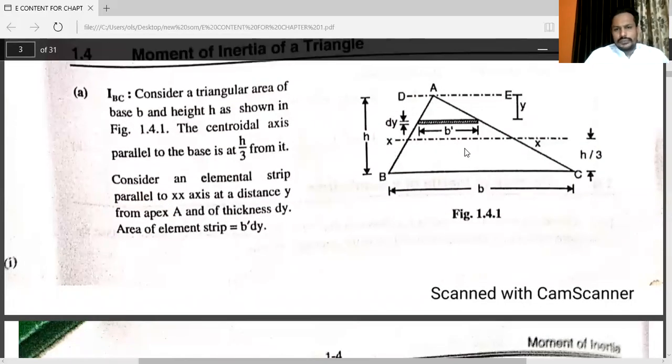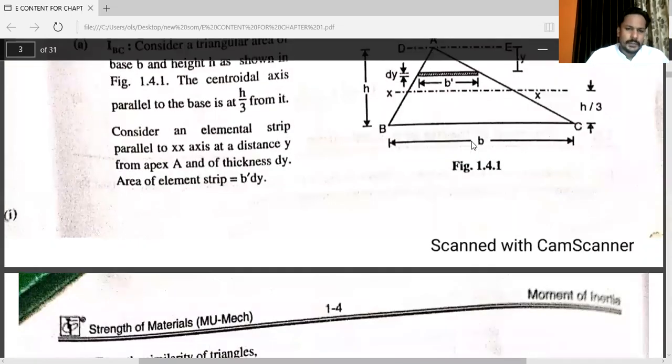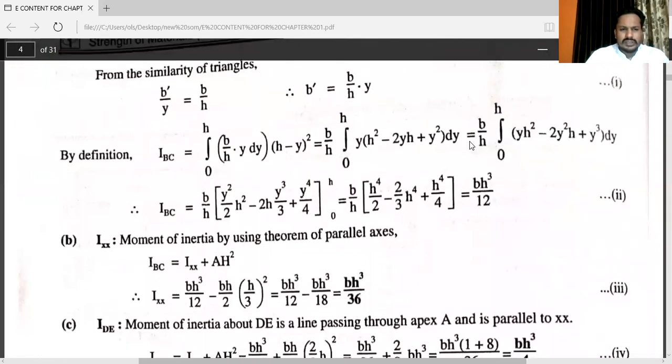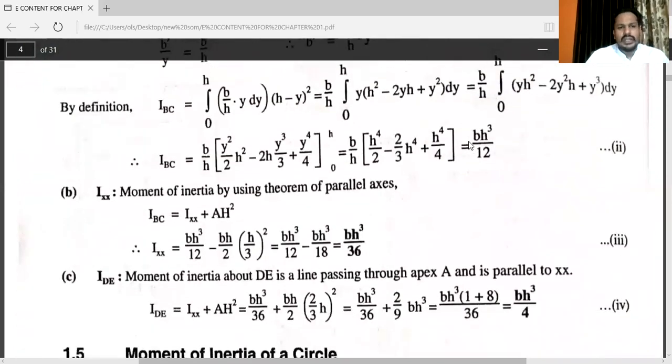See here, in the triangle, the centroidal axis xx passes at a distance h by 3 from the base. This is your base. A strip is given which is parallel to the centroidal axis. The vertical thickness of that strip is dy as previously. This distance is b dash. You can see the distances given in this diagram. Again the steps are the same, and you will get the formulas.